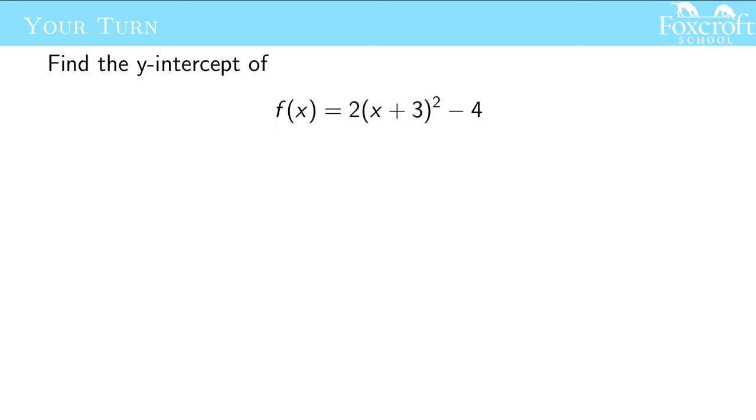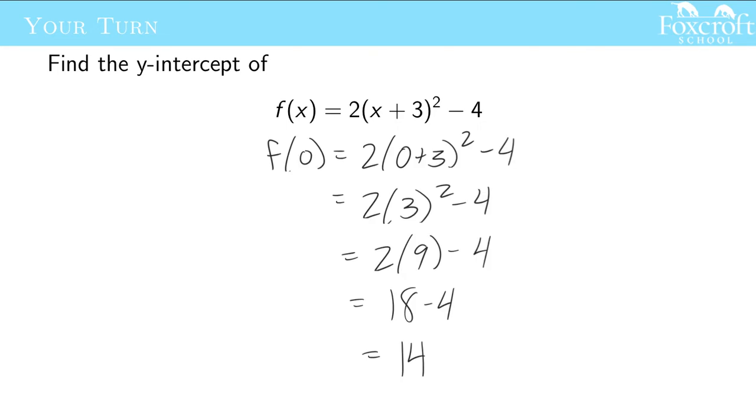So here's one for you to try on your own. I found the y-intercept of this quadratic. And the solution I got was 14. So again, plug in 0. First thing you do is that exponent. 3 squared is 9. 9 times 2 is 18. Minus 4 is 14.